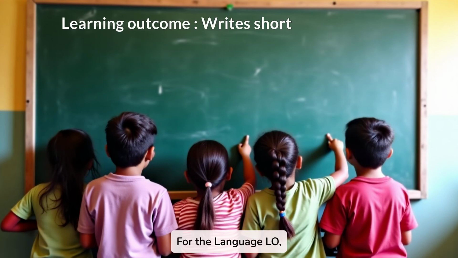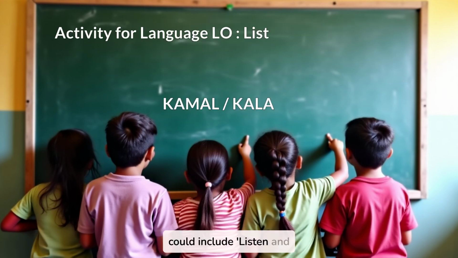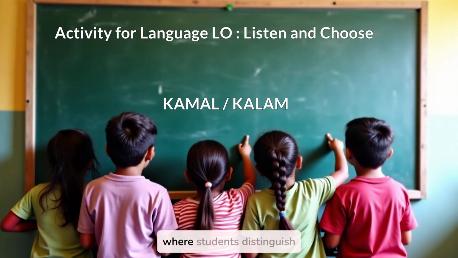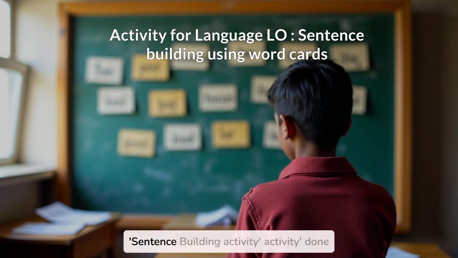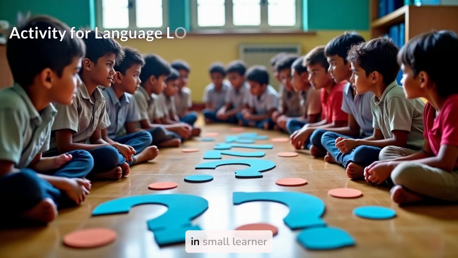For the language LO, students write short sentences during dictation. Activities could include listen and choose the right word, where students distinguish between two similar sounding words like Kamal or Kalam, sentence building activity, done individually using word cards, and punctuation games, played in small learner groups. These hands-on tasks reinforce the skill and content.